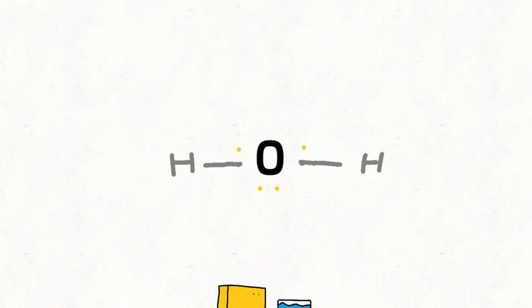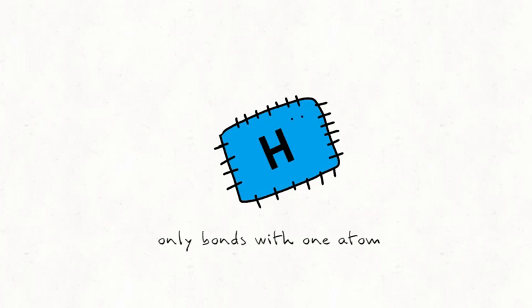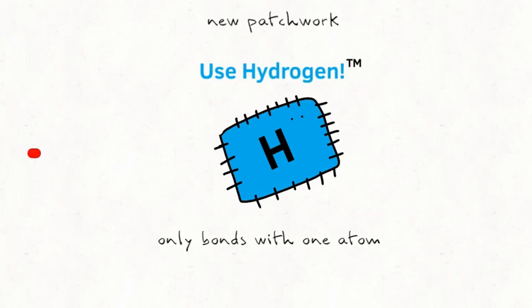Hydrogen, however, is mainly used to fill gaps in the bonding. Oxygen wants to use just 2 hydrogen atoms. Not enough bond space for a CO double bond? Use hydrogen atoms on oxygen. Hydrogen only bonds with 1 atom at a time. Now, back to the reaction.